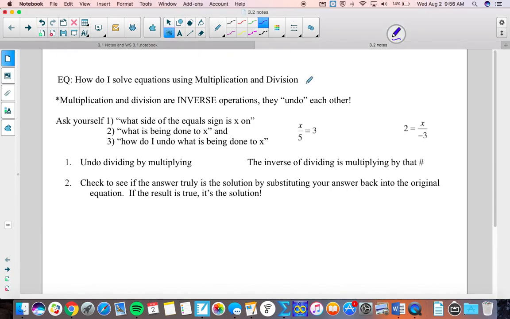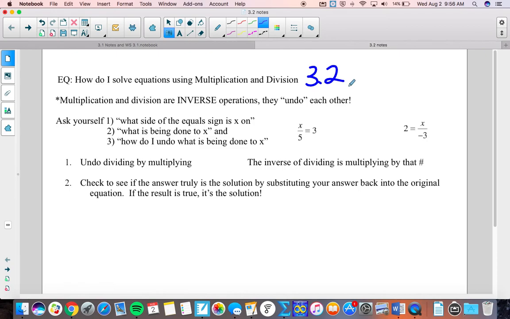This is section 3.2. We're talking about how to solve equations using multiplication and division. Multiplication and division are inverse operations. They undo each other, like before, when we were talking about how addition and subtraction undo each other.